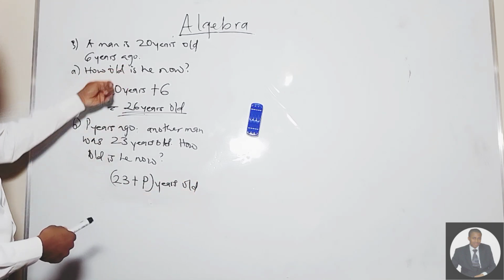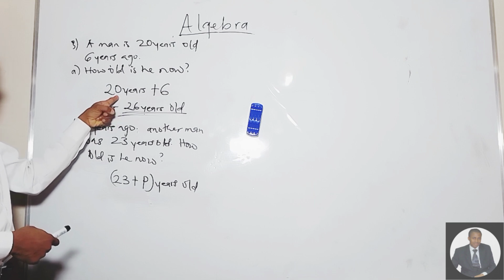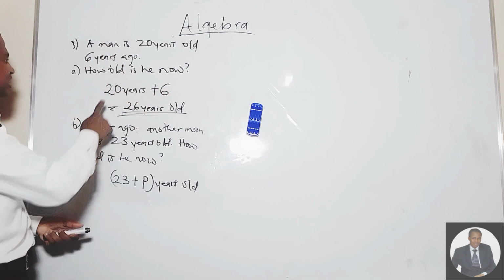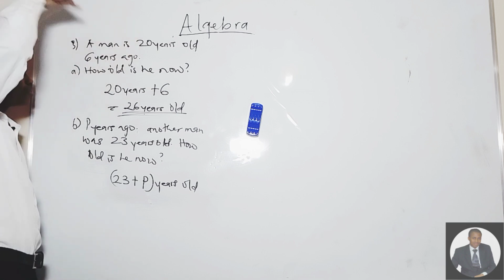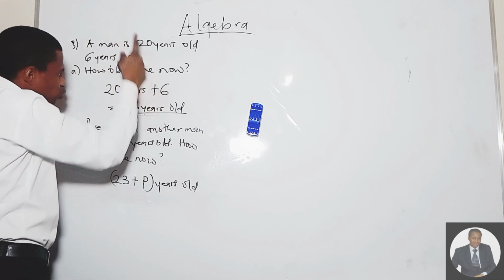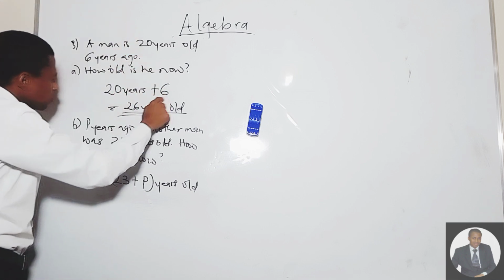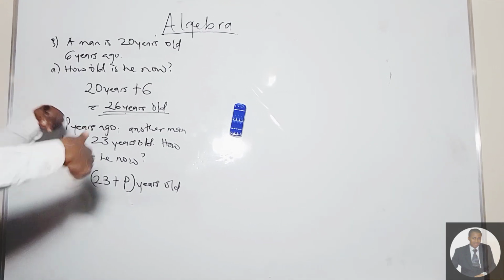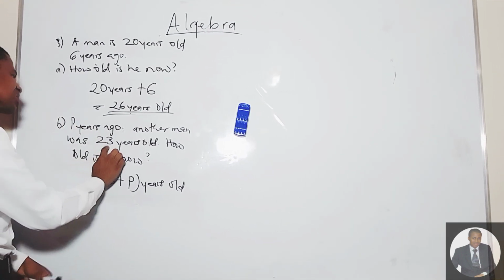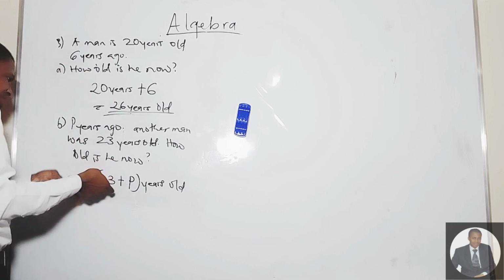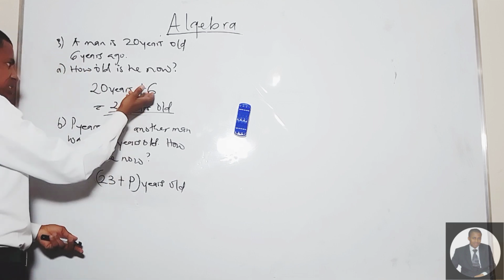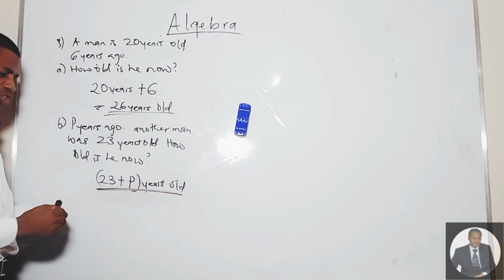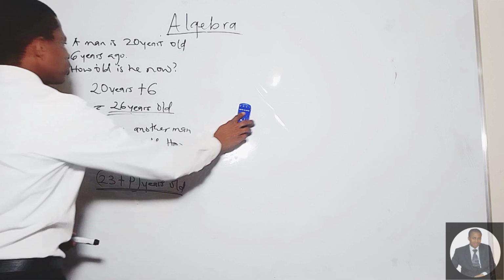6 years ago, this man was 20 years. Now, it will be the 20 years it was 6 years ago plus the 6 years between that time and now. 20 plus 6. P years ago, this man was 23 years. Now, it will be 23 years it was P years ago plus the P. The P could be this 6 as we have seen, or any other number. So algebra is as simple as this.